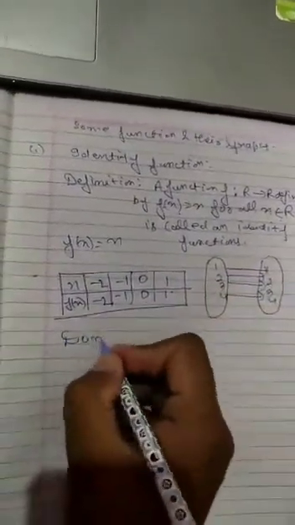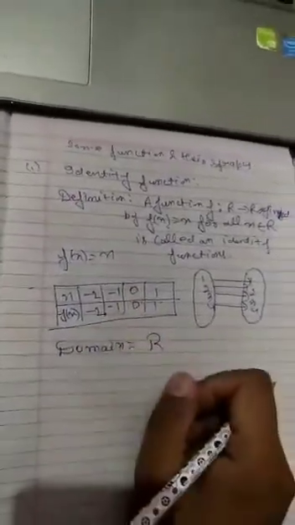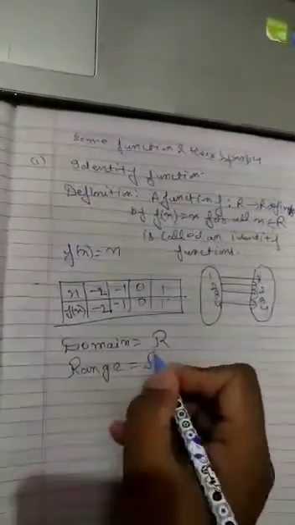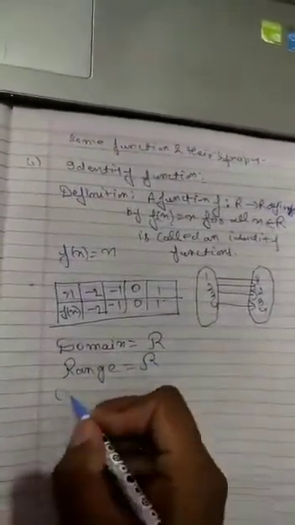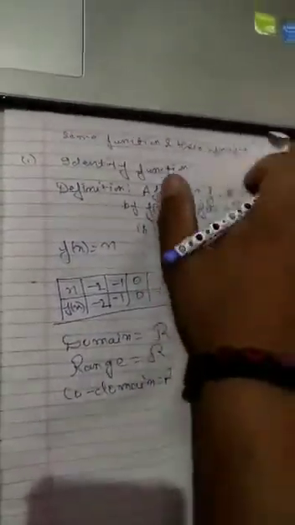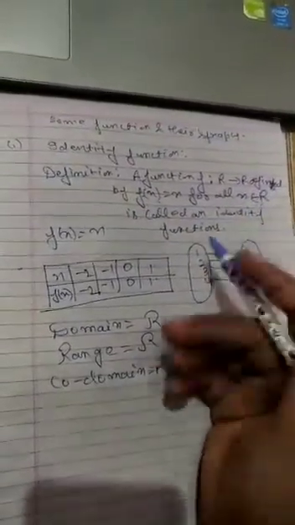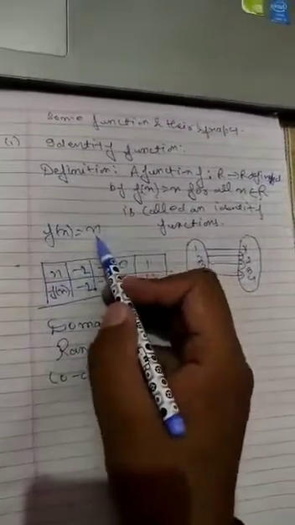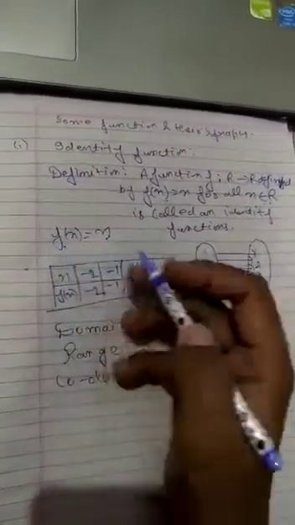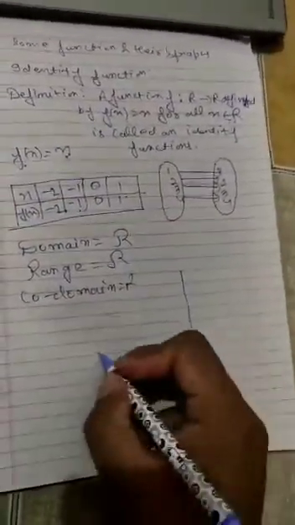Means in this case domain will be real numbers, all real numbers will be its domain, and range will also be real numbers, and codomain will also be real numbers, because identity function range is x belongs to real numbers. So if any real number we put in place of x, we will get the same value for f(x) also.